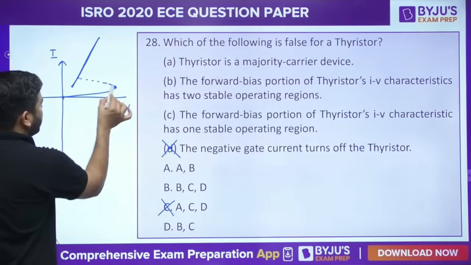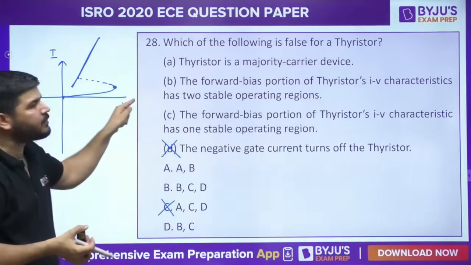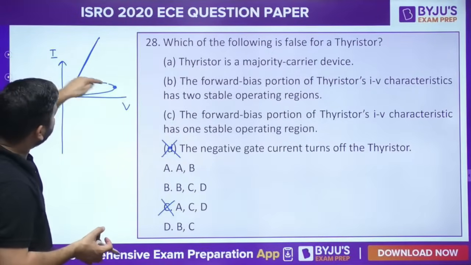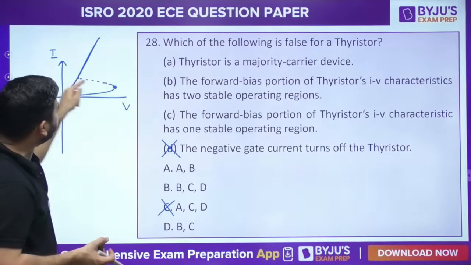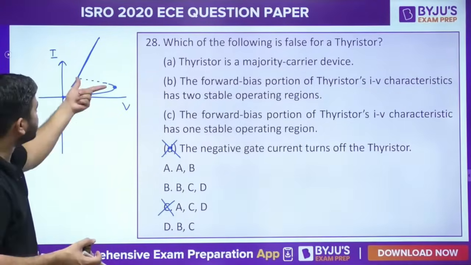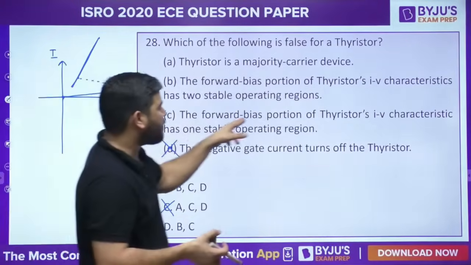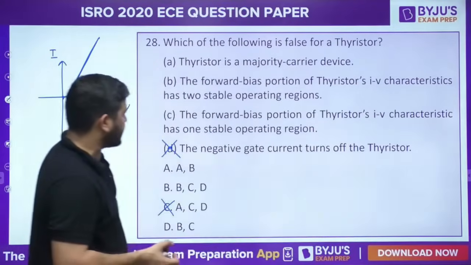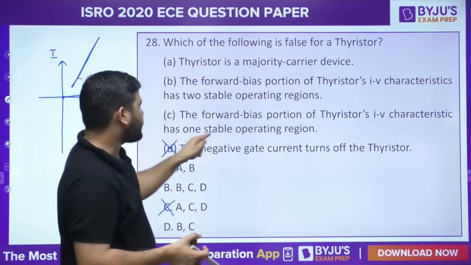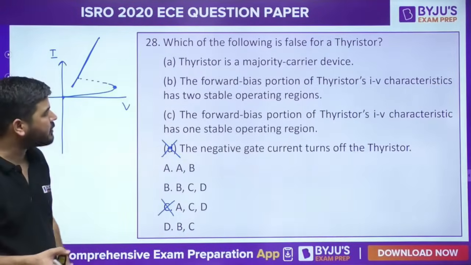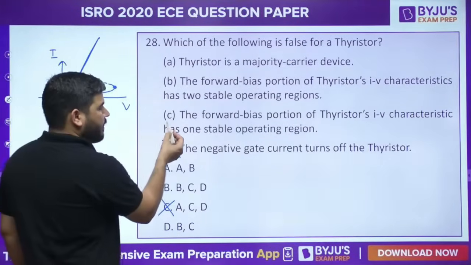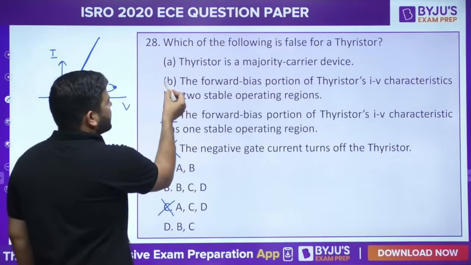Why am I calling it stable? Because if you are increasing V, current is increasing. In this range, if you are increasing V, the current is decreasing. That's why it's an unstable zone. So the forward bias portion of the thyristor IV characteristics has two stable operating regions. So C is false and B is true.